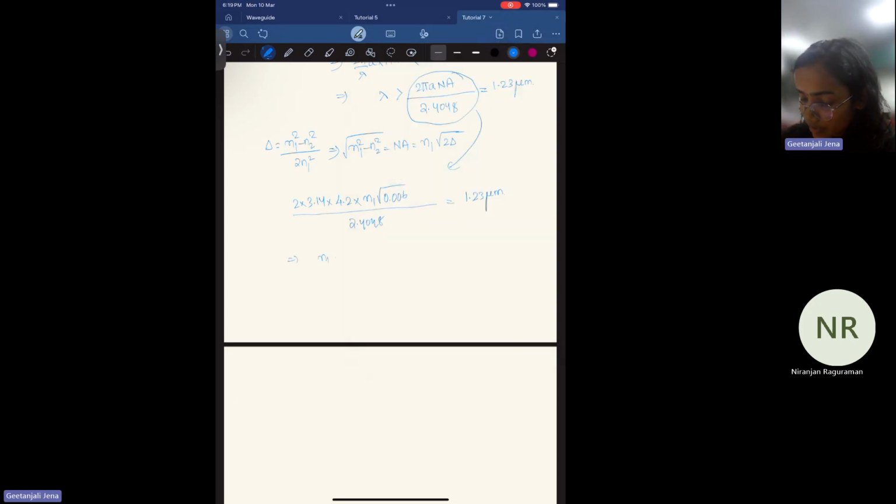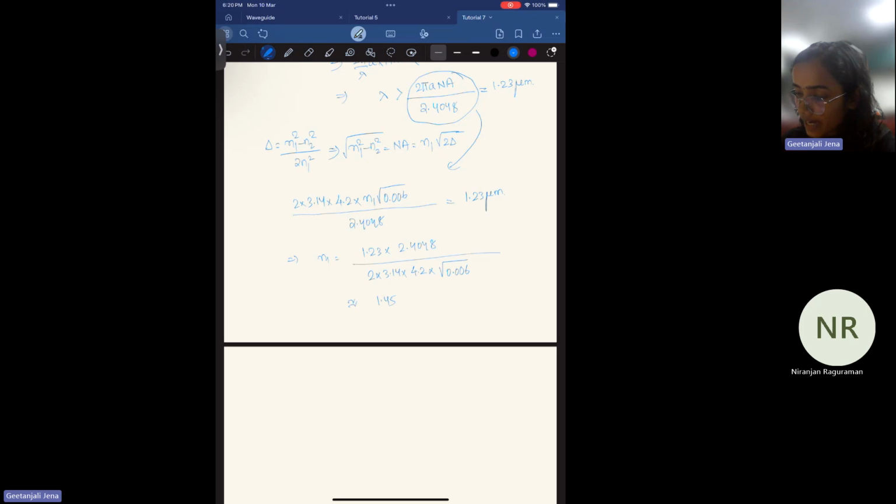So N1 will be 1.23 times 2.4048 over 2 into 3.14 times 4.2 square root 0.006. So this value will come around 1.45.